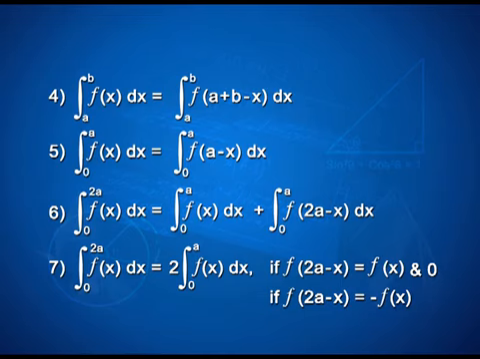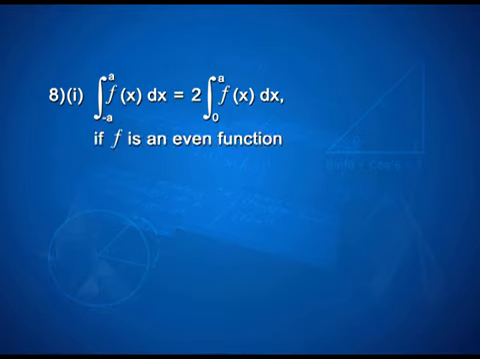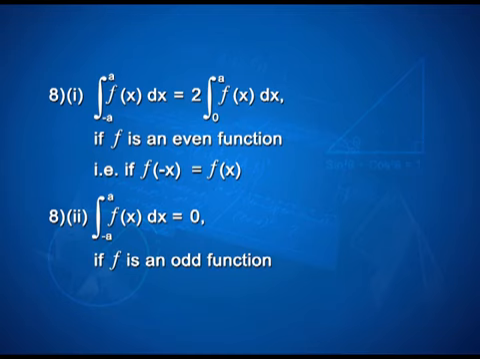And the eighth property says integral -a to a f(x) dx is equal to 2 times integral 0 to a f(x) dx if f is an even function, that is if f(-x) is equal to f(x). And another property is integral -a to a f(x) dx is equal to 0 if f is an odd function, that is if f(-x) is equal to -f(x). Now, let us solve some examples using these properties.